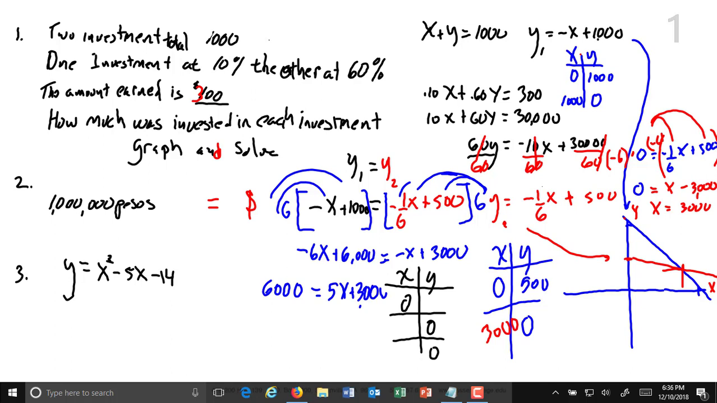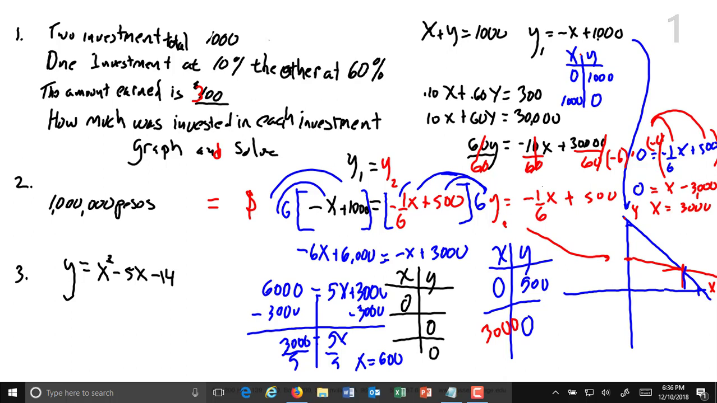Well, no, I want the x by itself. And then I have, let's see, 3,000 equals 5x, yeah? And I divide both sides by 5, do you agree? So my actual critical value, x, is going to be equal to 600, right? Is that right?